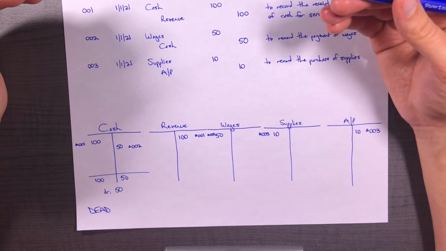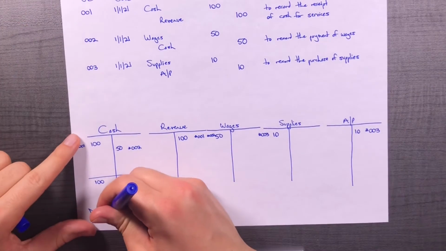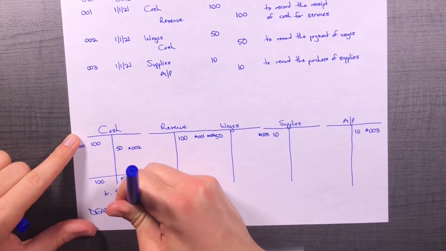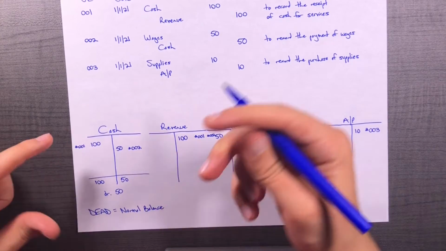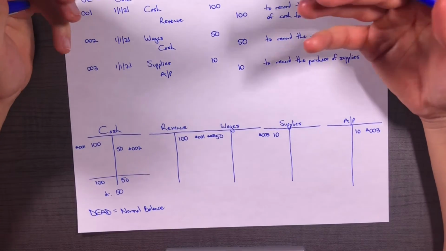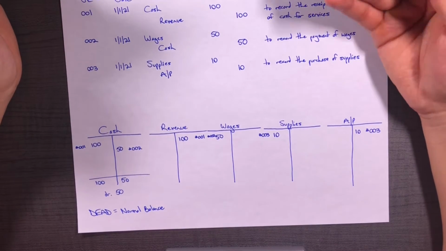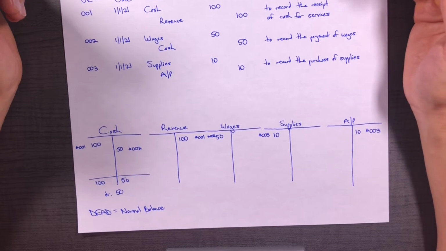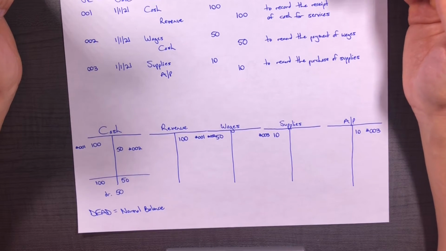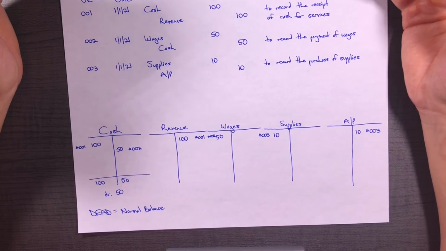This is what is known as a normal balance, which I'll put next to DED. Normal balances are based on the idea of DED. Expenses, assets, and dividends or draws have a normal debit balance, meaning a debit balance in any of these accounts we can think of almost as a positive number.